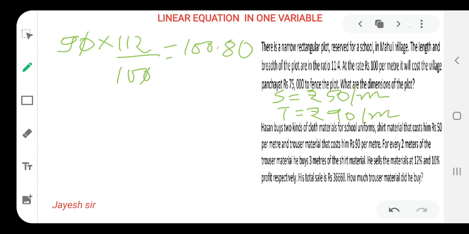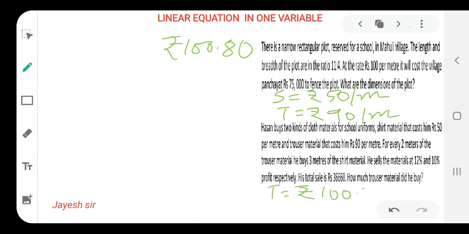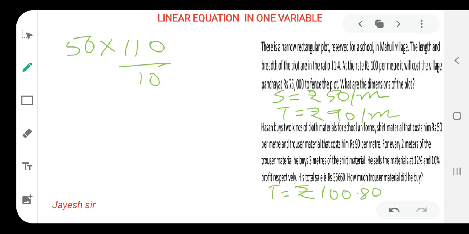So what is the cost for the trouser now? Rupees 100.80. That is the cost for the trouser. I am writing over here what is the cost of selling, that is rupees 100.80. We have found this thing. Similarly for the shirt also we will do. What is that? 50 per meter he is selling, so he is selling it at 10% more. That means he is selling it at 110%, and then only you will gain 10%.